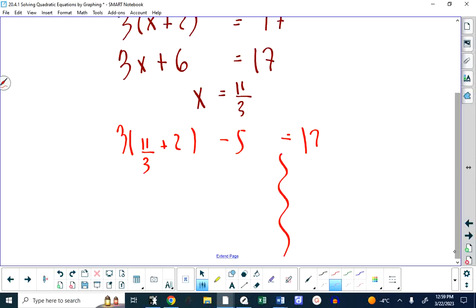You're going to start in the brackets. You're going to take 11/3 plus 2. Then you can multiply whatever you get by 3, and then you can subtract 5 from it.